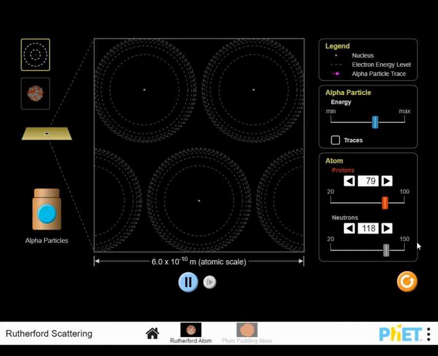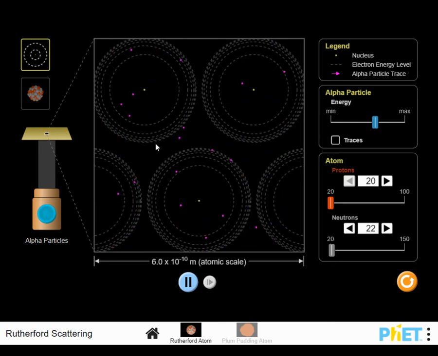Set the number of protons to 20. So I'm going to come over here, atom, protons. We're going to make that 20. I'm going to go ahead and make my neutrons 20 just because it'll make it easier to look at in a second. And click on the blue button above the alpha particles to start firing alpha particles toward the gold foil. Okay, so right here's my blue button. I'm going to start firing alpha particles.